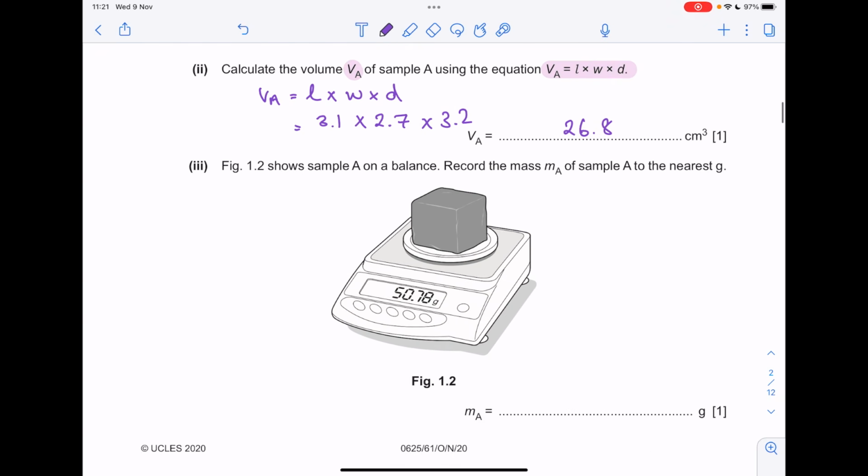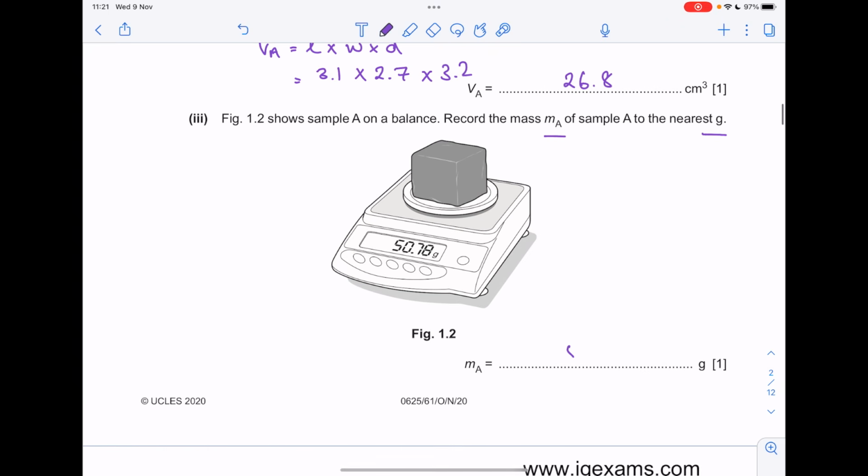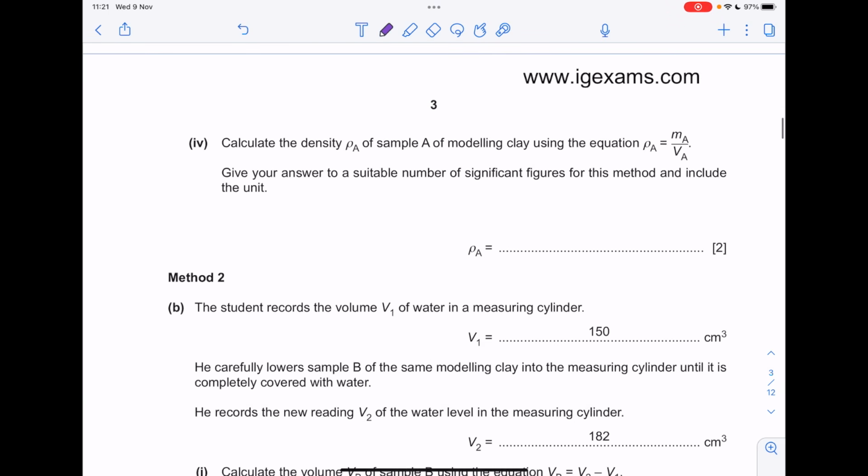Figure 1.2 shows sample A on a balance. Record the mass of the sample to the nearest gram. So to the nearest gram, we're looking for two significant figures, so we round up, so it becomes 51. Calculate the density of sample A using this equation. Give your answer to a suitable number of significant figures for this method and include the unit. So we do 51 divided by 26.8.